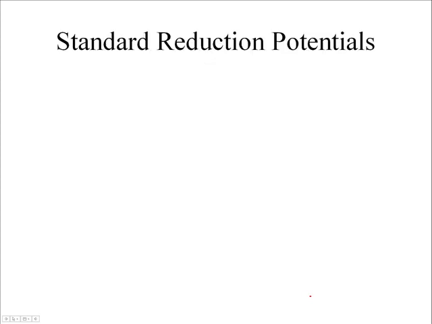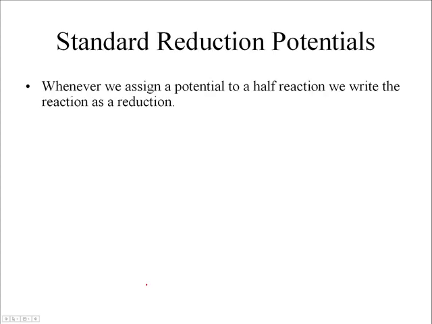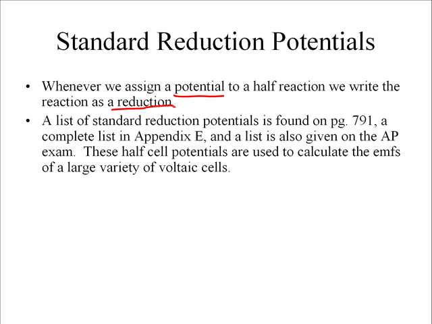Okay, we know that the cathode is where reduction occurs. The anode is where oxidation occurs. So you can kind of look at it as the reduction minus the oxidation. But remember, they're always written as reductions on that table. Whenever we assign a potential or a value to these half reactions, we always write it as a reduction. You will always see them as reductions.